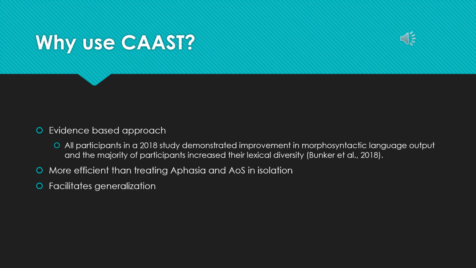CAAST is a recently developed treatment. It has been around since about 2014 and has been the focus of a 2018 research study on patients who have apraxia of speech and moderate to severe Broca's aphasia. All participants in the study showed improvements in the target areas mentioned previously. Additionally, it is a highly efficient way to treat both impairments.